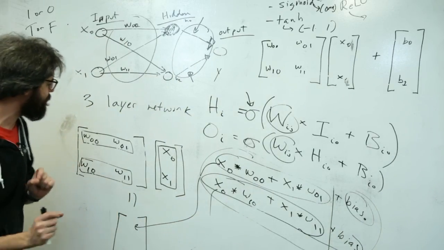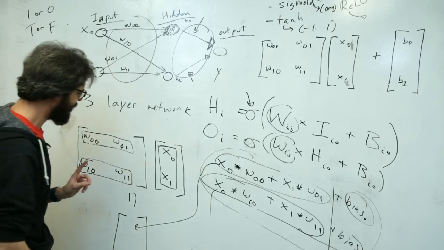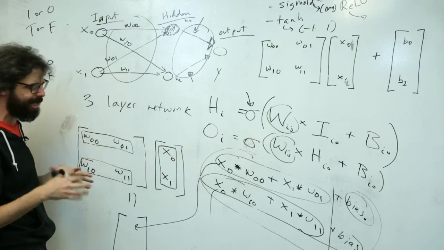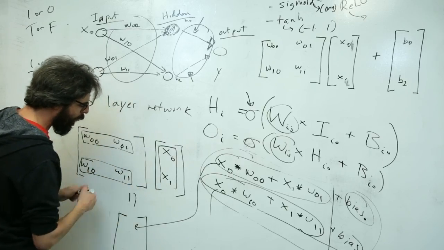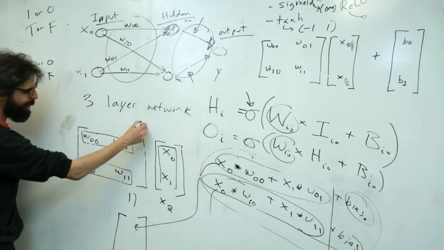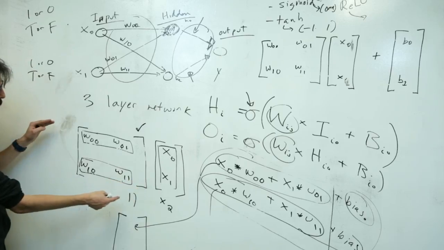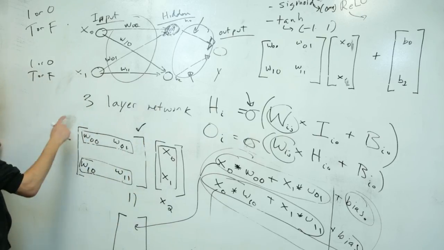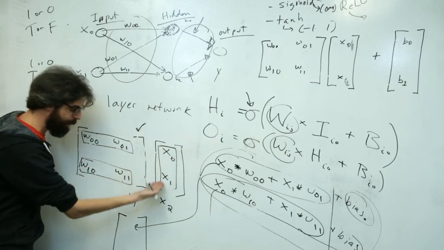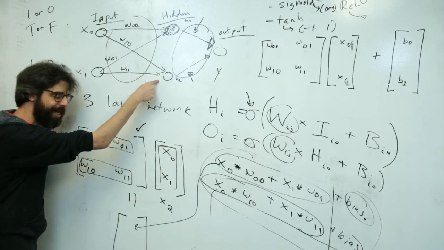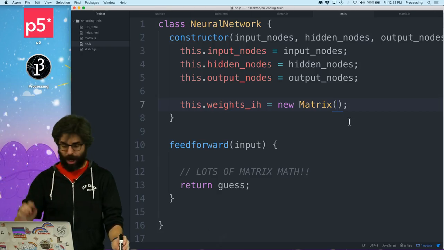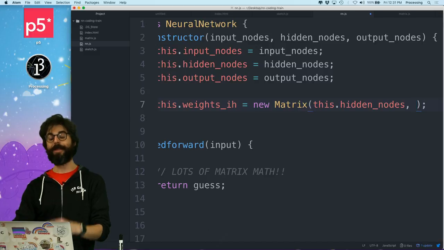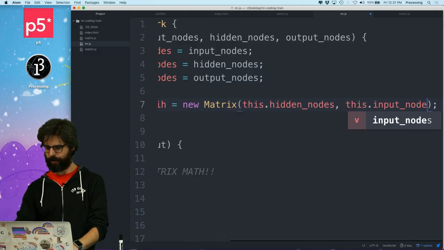So I need to make that weight matrix have, let's think about this. If I added another input, I kind of made a little bit of a flaw here, because this is 2x2, a square, it's so easy to get mixed up. But think about it. If there were another input, then I would need another column of weights so that the number of rows matches the number of columns here. So the number of columns is the number of inputs I have, and the number of rows is the number of hidden nodes. So the weight matrix has rows equal to the hidden nodes, and columns equal to the input nodes.